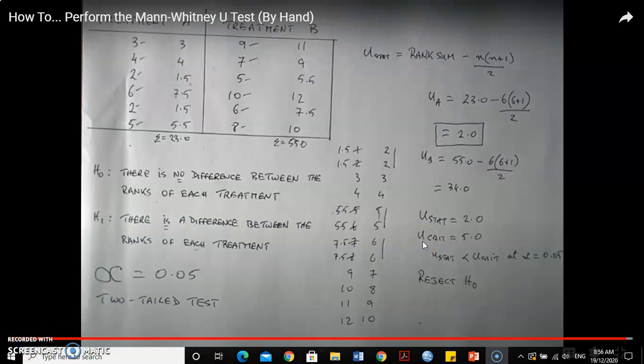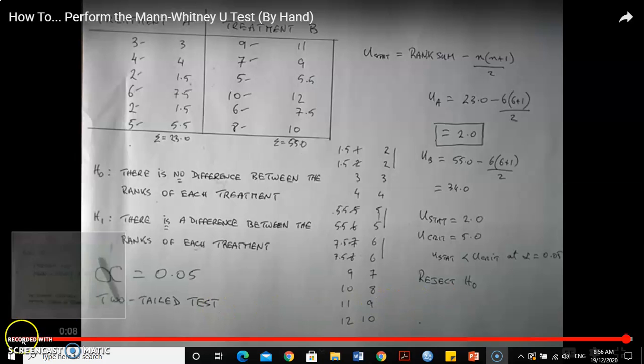Therefore, we write it down: U critical is equal to 5. So the U statistic is less than U critical at alpha 0.05. When the U statistic is less than U critical, we reject H null. When we reject H null, it means that there is a significant difference between treatment A and treatment B. Okay.